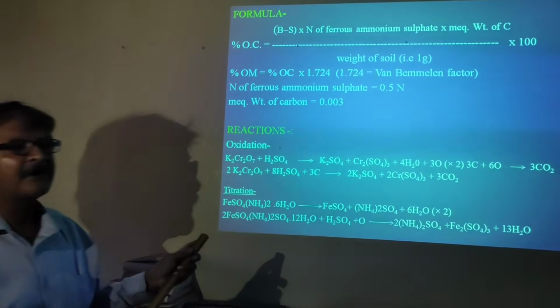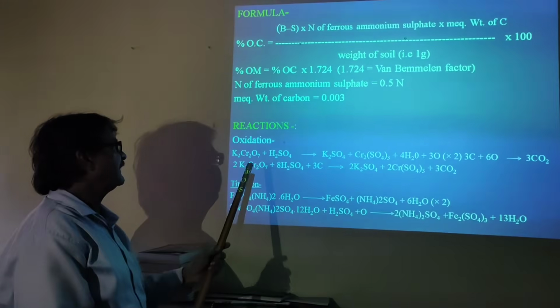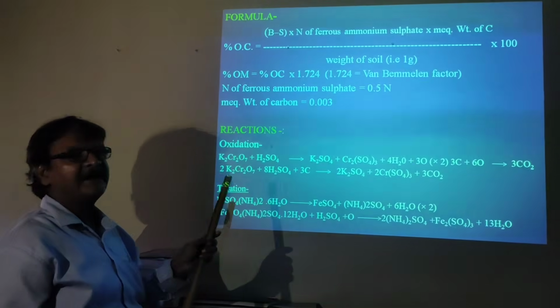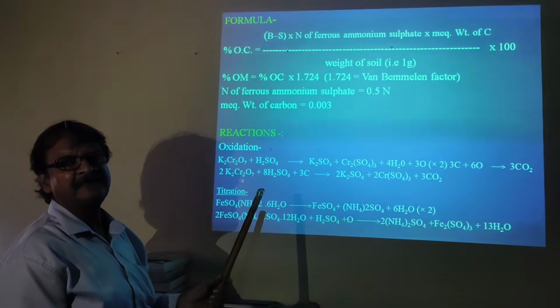Here, normality of ferrous ammonium sulfate is 0.5 and milliequivalent weight of carbon is 0.003. When we are talking about the reaction, why are we adding potassium dichromate, why are we adding concentrated sulfuric acid?